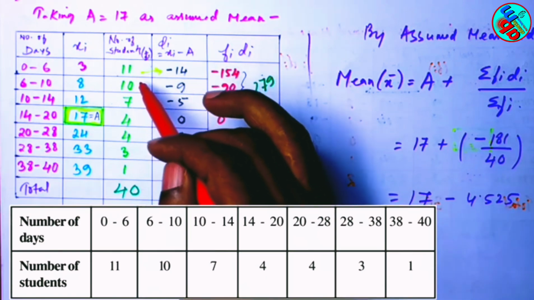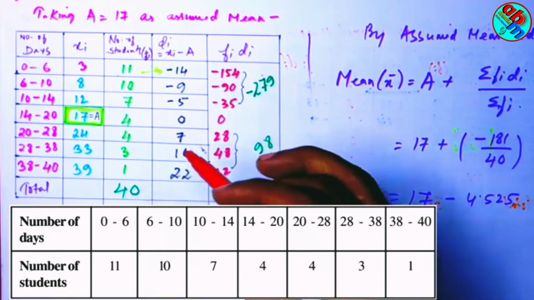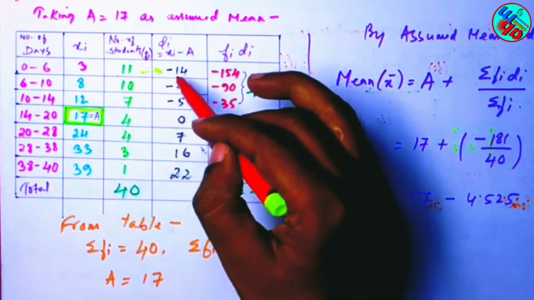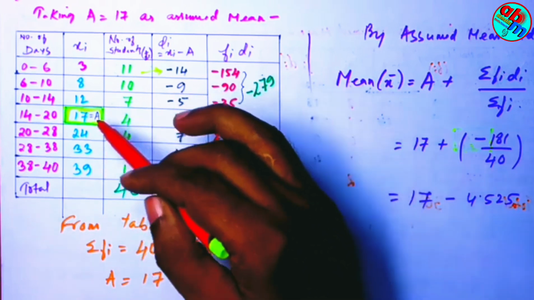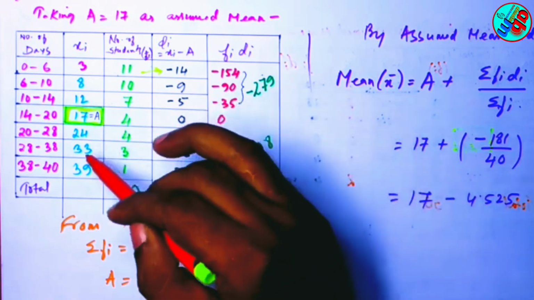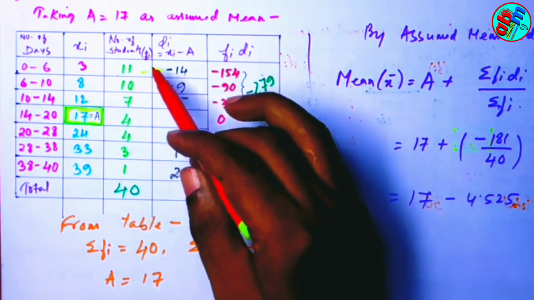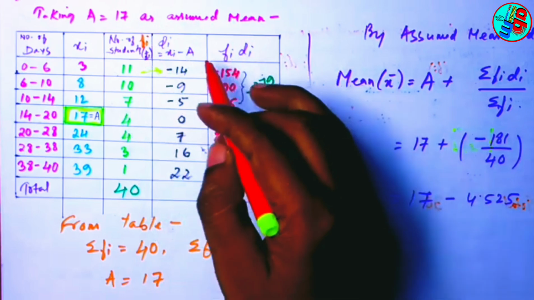Number of students fi is given as 11, 10, 7, 4, 4, 3, 1, which gives a total of 40. Then we find the di value, where di is xi minus a. So 3 minus 17 is minus 14, 8 minus 17 is minus 9, 12 minus 17 is minus 5, 17 minus 17 is 0, 24 minus 17 is 7, 33 minus 17 is 16, 39 minus 17 is 22. So we multiply fi and di.